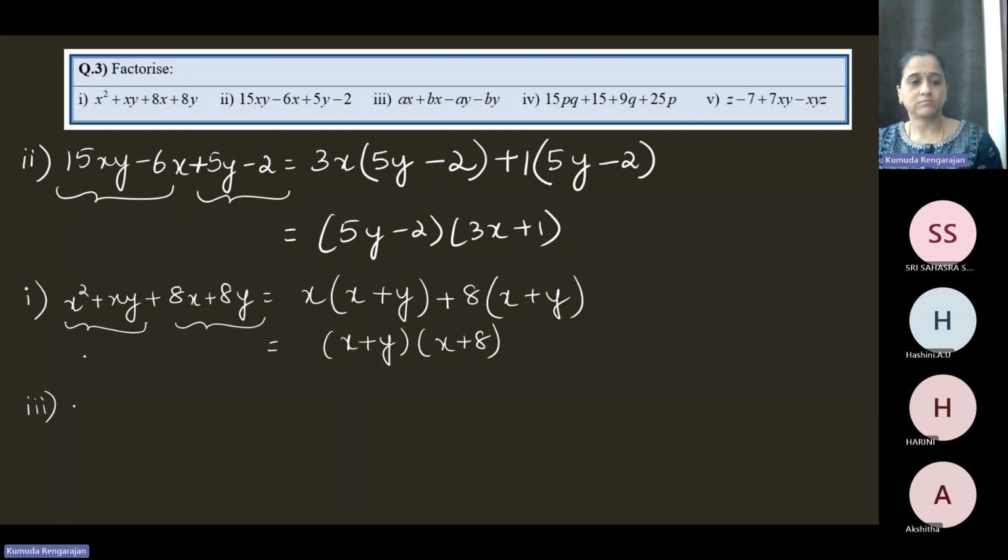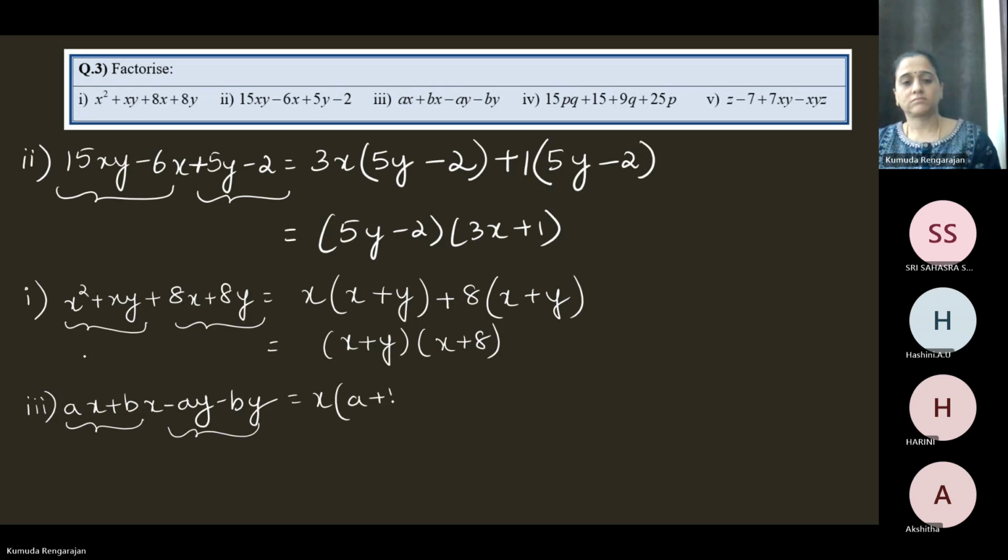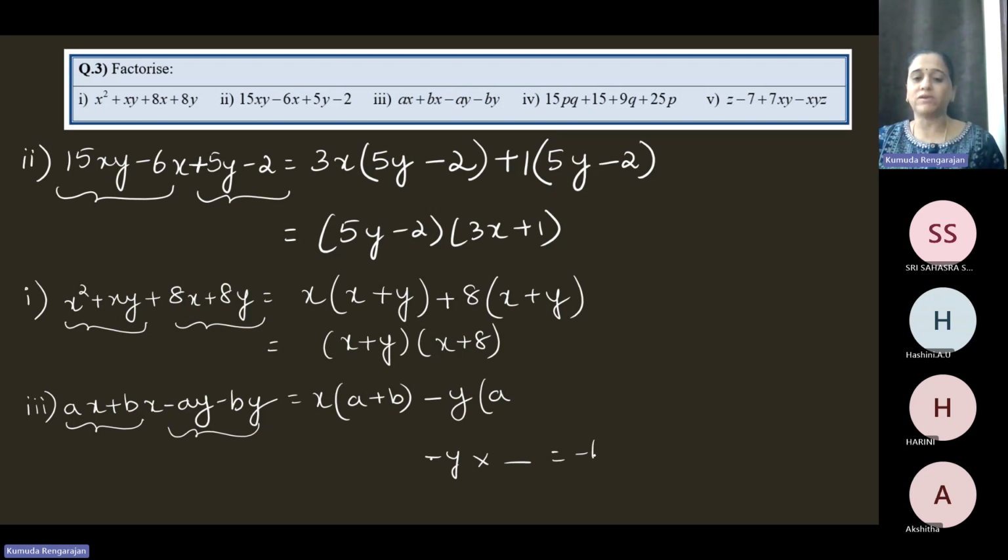How can I fit x bracket a plus b, minus y, a minus b? It's very simple. Minus y into what will give you minus ay? Minus y into a is minus ay.